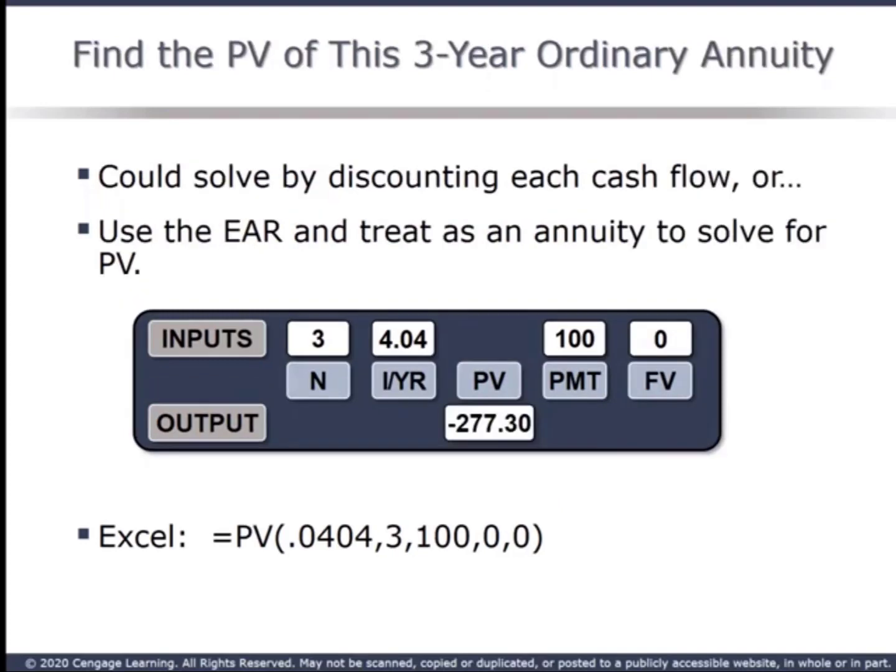Solving for the present value of the same annuity can be approached using either method, discounting each cash flow individually and summing the result, or using the EAR as an annual rate and solving like a standard present value of an ordinary annuity, or use the Excel present value function.